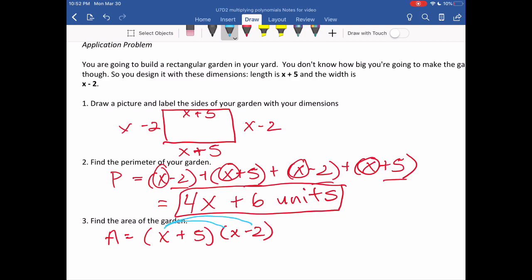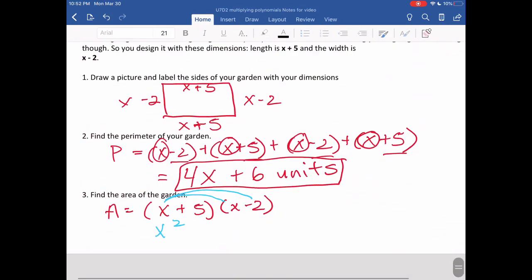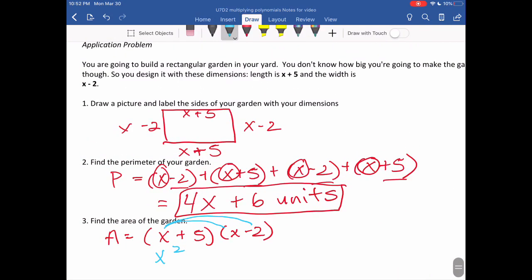X times x is x squared. X times negative 2 is negative 2x. Now my insides, 5 times x, 5x, and then my last, 5 times negative 2, negative 10. Now I gotta combine my like terms. Here's my like terms. So my final answer would be x squared plus 3x minus 10.